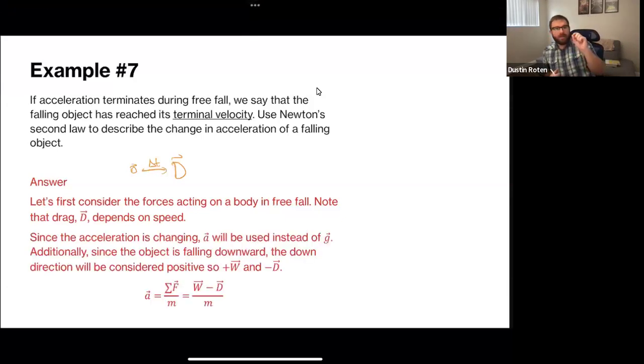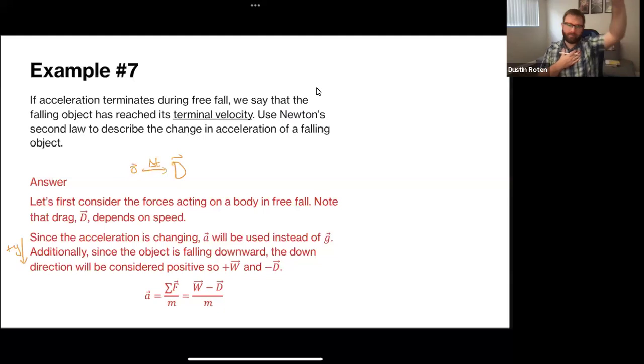Okay, now, since the acceleration is changing, a will be used instead of g. We're not falling with g, that's constant. That's not happening. Our acceleration is slowly getting smaller. All right, so we're going to define our positive direction as y down. Okay, so going down is going to be positive. We can define it however we want to, it doesn't matter.